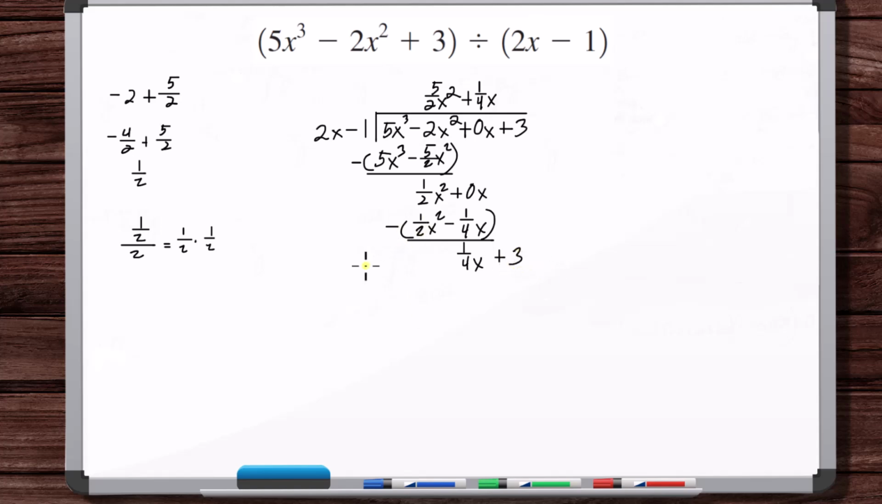Okay, 1/4 x divided by 2x. So what is 1/4 divided by 2? That's 1/8. So you've got 1/4 x and then minus 1/8. So 3 plus 1/8. 8 times 3 is 24. 25/8.